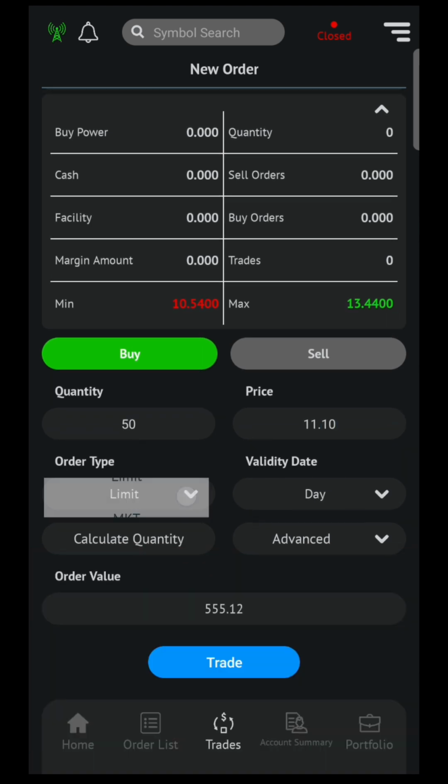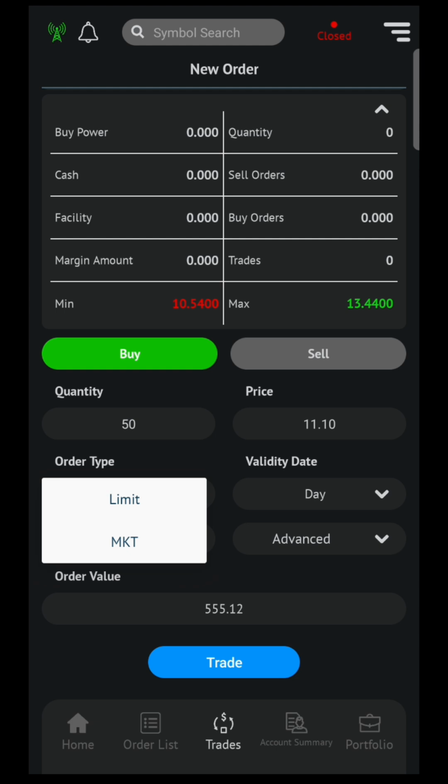Okay, for the order type, there should be two order types available: limit order as well as market order. There is no stop loss order available over here. With a limit order, you need to fix the price. If the price comes to the respective price, automatically the respective order will be executed. And with market price, whatever the respective market is actually trading at, at that price it will automatically execute. That is the difference between these two. So the answer is there is no stop loss order available over here.